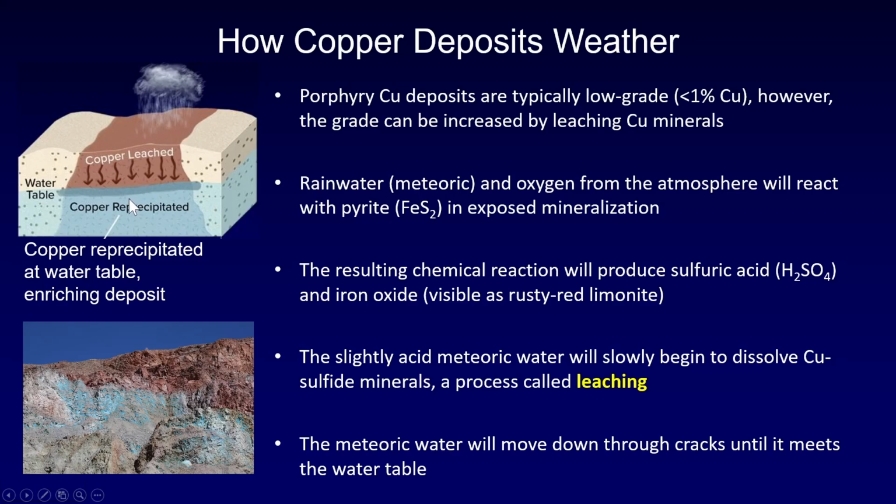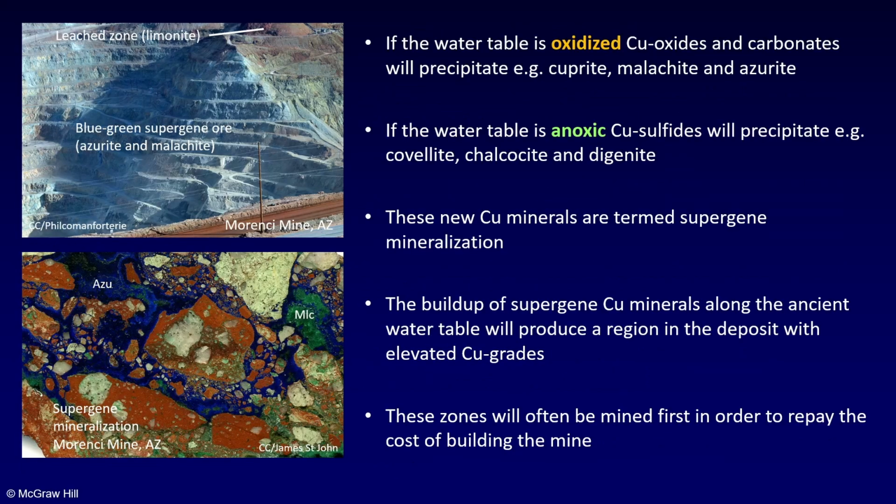And so when you process it and sell the resulting concentrate, you're going to make more money. And so, if you want to pay for the cost of building the mine, that means you're going to mine this area first, because it's going to earn you the kind of money that will allow you to begin paying back the cost of mine construction.